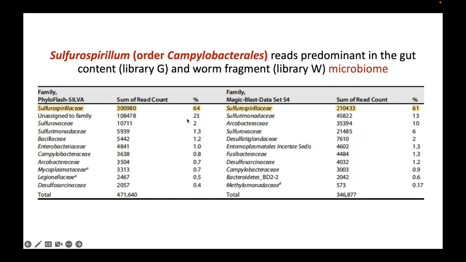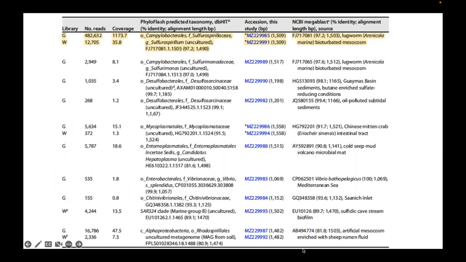The table on the left here shows the reads identified by PhyloFlash by mapping to the Silva 16S and 18S RNA gene database. The table on the right shows abundant reads that are identified by Magic-BLAST by mapping them to my custom 16S RNA genes from uncultured taxa in methane hydrates and methane seeps. Both tables show that more than 60% of the mapped reads were assigned to the family Sulfurospirillaceae.